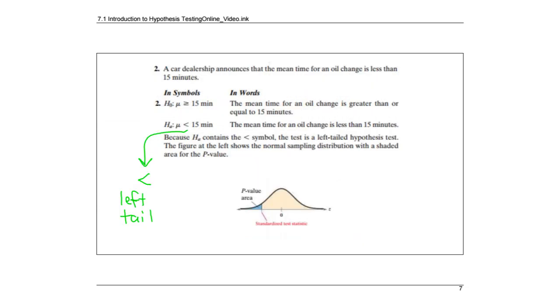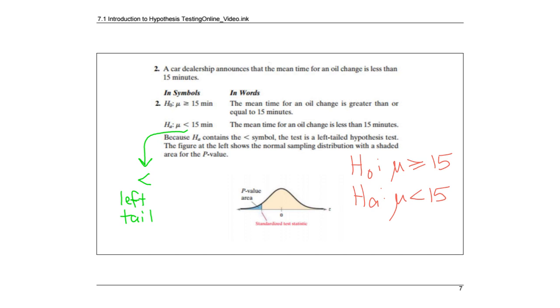All right, we looked at these problems before, but this time we're going to look at the tails. A car dealership announces that the mean time for an oil change is less than 15 minutes. That is going to be my alternative because it does not have an or equal to. And that means my null is going to be the complement, or greater than or equal to 15.